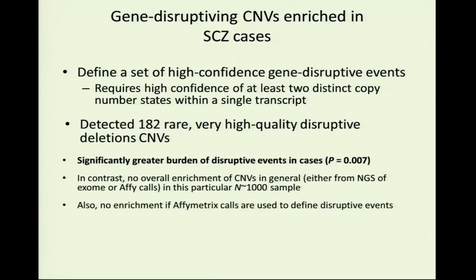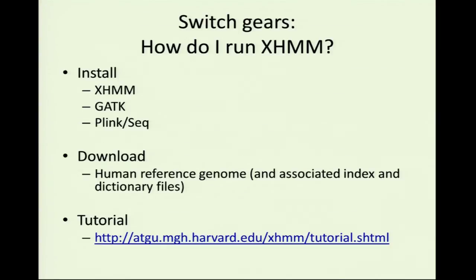We actually did that, at least for this initial data set of 1,000 schizophrenia samples, and we detected what seemed like a greater burden of disruptive events in cases versus controls. We're still working to follow up on that in our larger set, which is now already at 5,000 samples. But the point is that using XHMM, you do have the power to look for these types of events, and look at disruptive events, not just having a CNV, but rather do I believe the breakpoints being at the left side or the right side, and do they interrupt a particular gene?